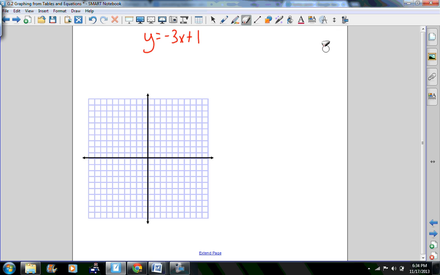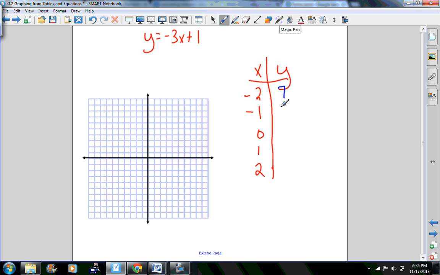So for this one, our table, which once again, our best values for our table are always going to be -2, -1, 0, 1, and 2. And the reason why that is because these are the smallest numbers that include positives and negatives. So it's actually the easiest way to solve these. For each of these, -3 times -2 is +6, so that makes that 7. This would be 4, 1, -2, whoa, that was a pretty janky 2, and -5.